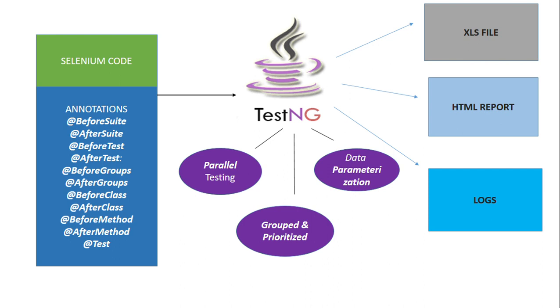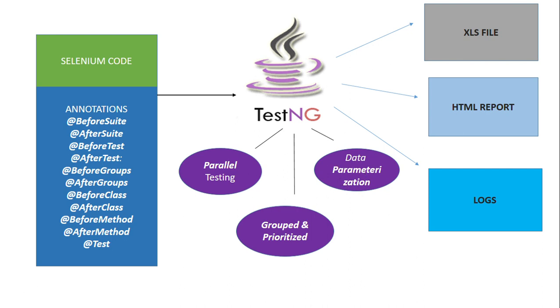This TestNG framework came after JUnit, and it adds more powerful functions than JUnit. The name itself, NG, stands for next generation. So the TestNG framework removes the limitations that were in JUnit. It has overcome them. The main advantages of TestNG are that parallel testing is possible, grouping and prioritization are possible, and data parameterization is one of its advantages.